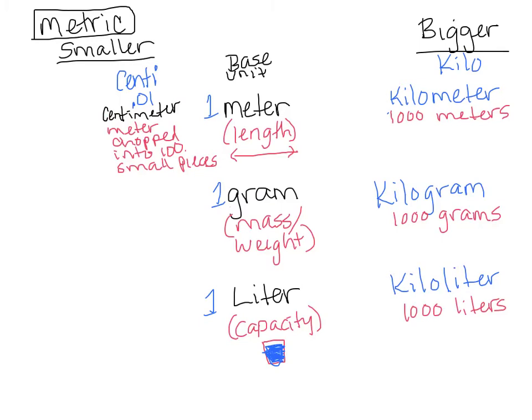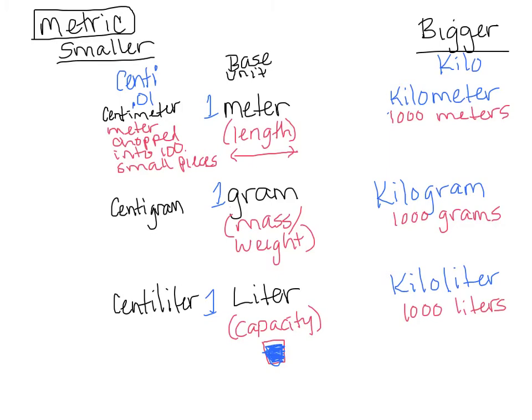It's the same with a centigram. That is a gram chopped up into 100 small pieces, which would be tiny. Remember we talked about the gram being like the weight of a paperclip or something. So a centigram is that chopped into 100 small pieces. It's ridiculously light. And a centiliter would be a liter chopped up into 100 small equal pieces.